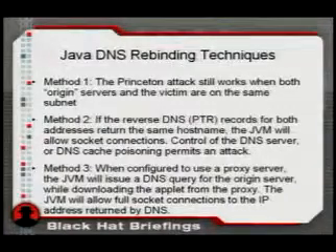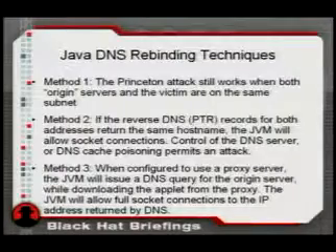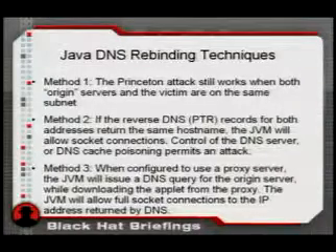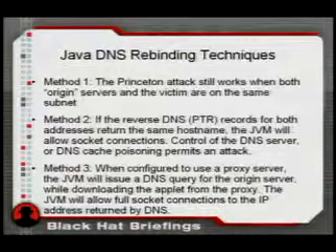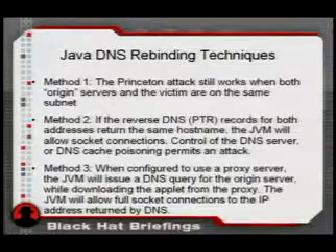The second attack's a little bit more useful. It's also based on Princeton. If DNS returns 2 IP addresses, the JVM will perform a reverse DNS lookup on both of those addresses. If the pointer records associated with those return the same host name, then the JVM will consider both of them to be an acceptable destination for sockets.